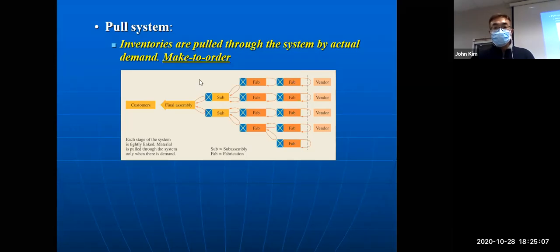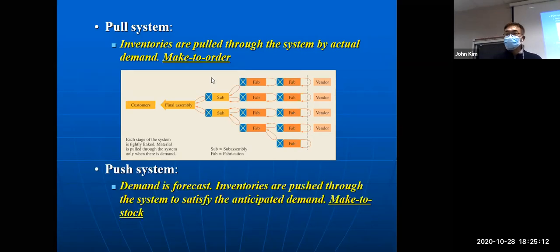And the other side, push system. Demand is forecasted, and then by that forecast, just make. So the conventional or traditional system is a make to stock system. MRP system, we'll talk about MRP later. So MRP system, traditional system, they are make to stock systems, and push systems.